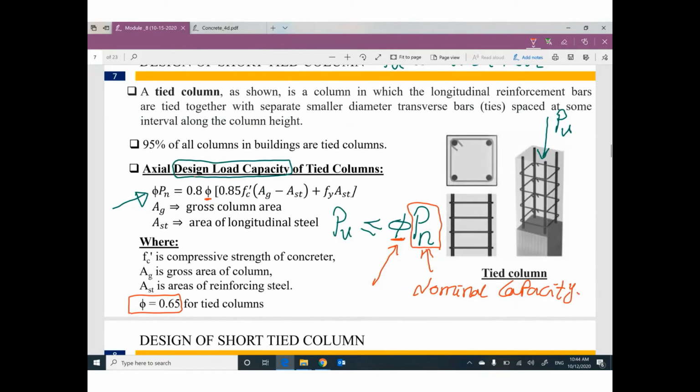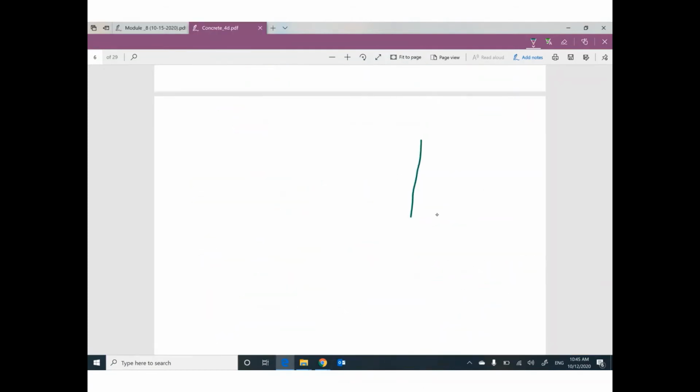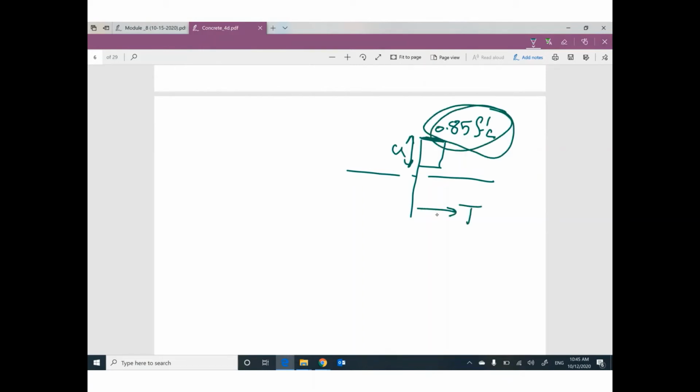Okay, let me talk a little bit about what's going on here. 0.8 is a number, phi is 0.65, 0.85 f prime c. Do you remember this value? 0.85. If you have a beam, we have a neutral axis, we have a stress block here. This value of the stress block equals 0.85 f prime c, and this depth is a, and we have tension here. Do you remember this stuff? So this value, 0.85 f prime c, is this expression.